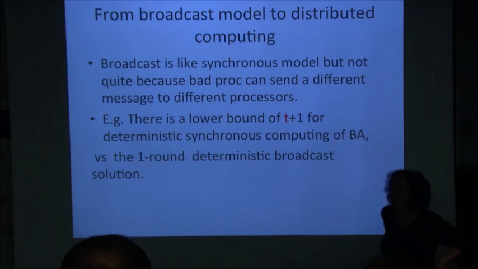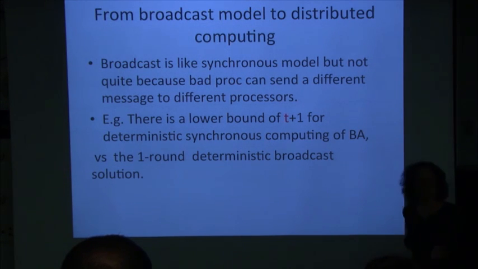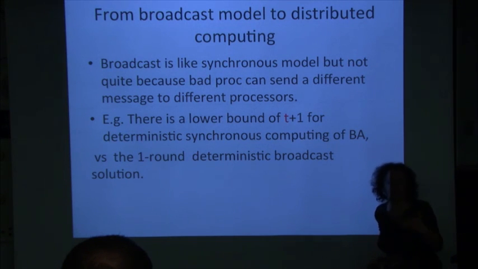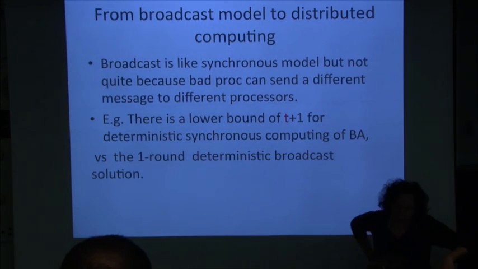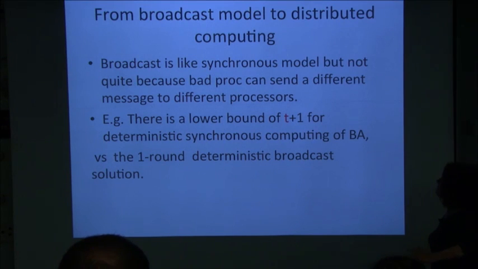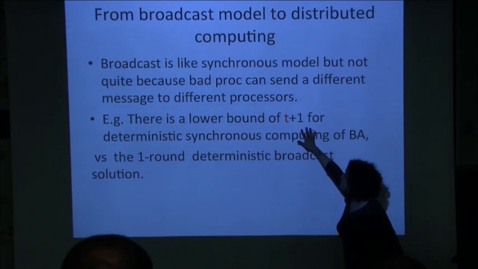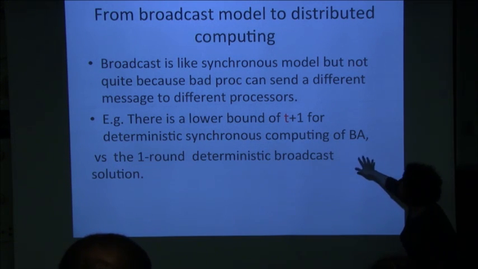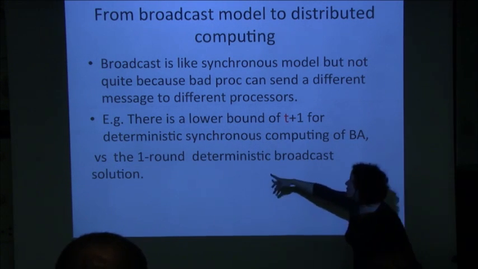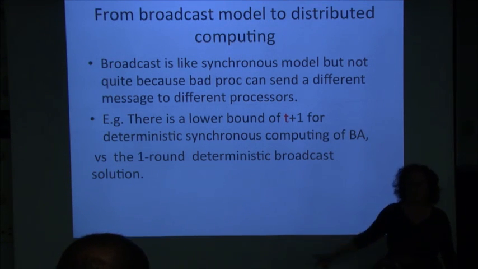Okay, so now how do you go from the broadcast model to real models used for distributed computing, so that you can actually solve the Byzantine agreement problem? Broadcast is kind of like the synchronous model, but not quite, because in the synchronous model, bad processors can send different messages to different people. And as I said, there's a lower bound of T plus 1 rounds for deterministic synchronous Byzantine agreement, versus the one round trivial solution in the broadcast model.